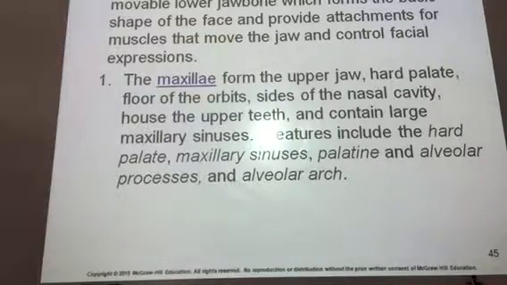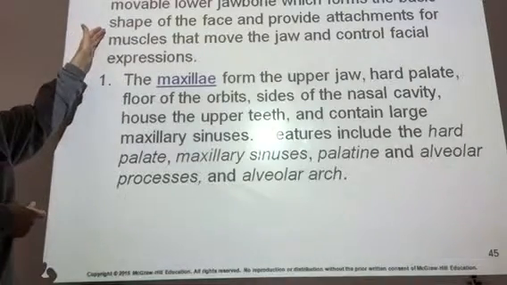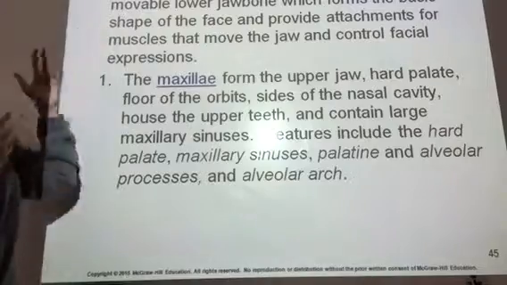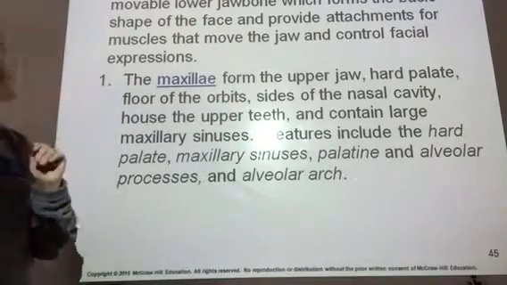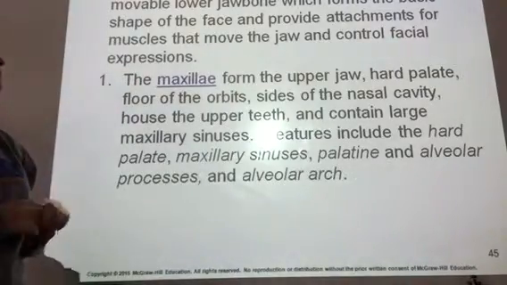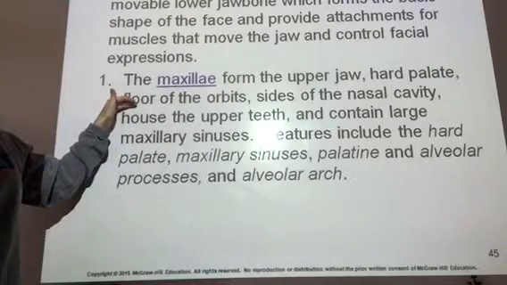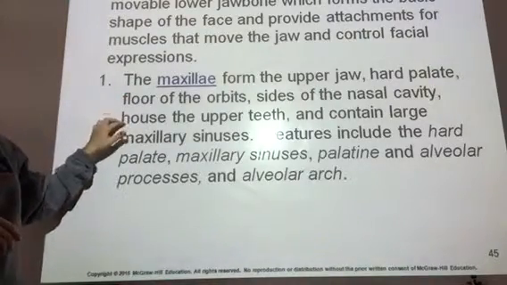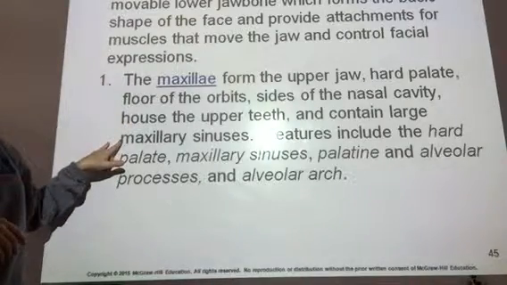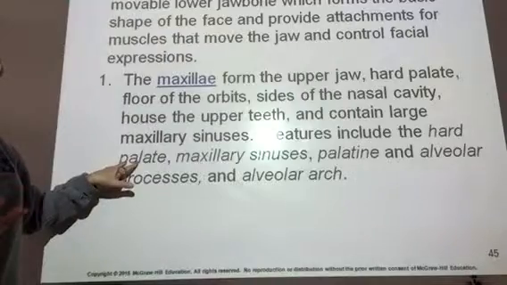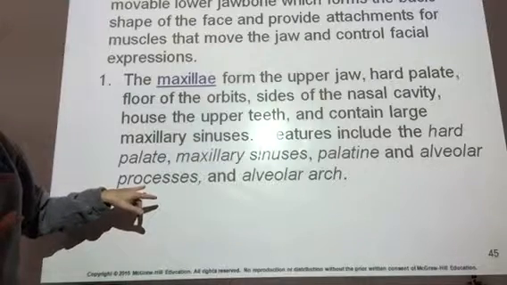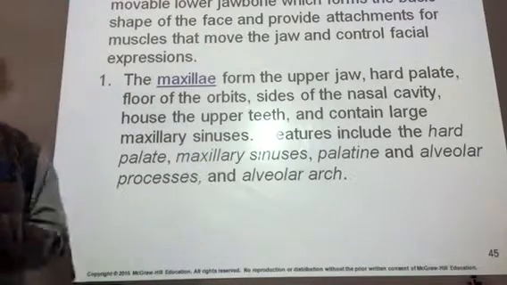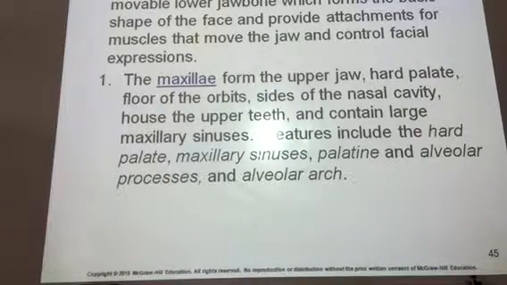Your face has 13 immovable bones and 1 that moves. So the movable lower jawbone is basically the only thing that's going to allow you to talk. So the maxilla is the upper jaw, your hard palate, the top part, the roof of your mouth. The bottom of your eyes are your orbits. It forms the sides of your nasal cavity. It holds your upper teeth, and it has the maxillary sinus. So, hard palate, part of your mouth, maxillary sinuses, palatine and alveolar processes, not as important, and alveolar arch.